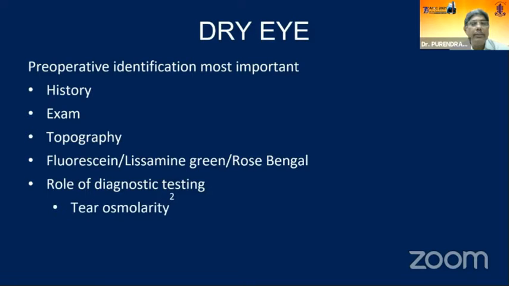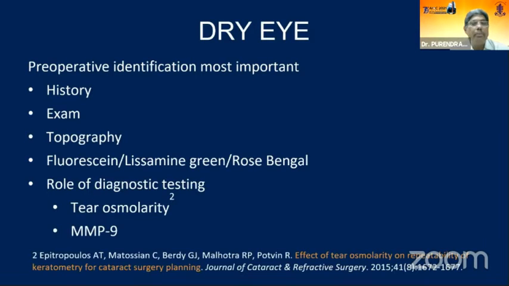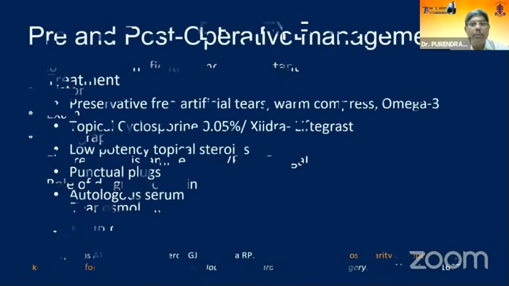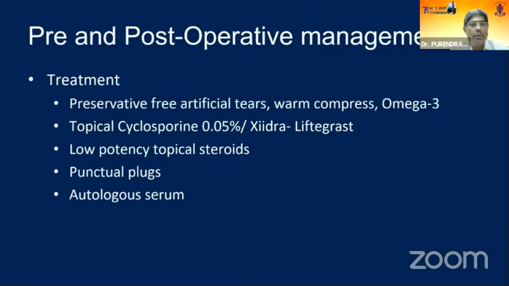Diagnostic testing like tear osmolarity and MMP9 is also available, which will guide us on how to treat further. Treatment is using preservative-free artificial tears, warm compresses, systemic omega-3 fatty acids, topical cyclosporine 0.05%, Xiidra or Lifitegrast can be added to the pre-operative treatment. A low potency topical steroid is also very helpful. Use of punctal plugs, autologous serum.